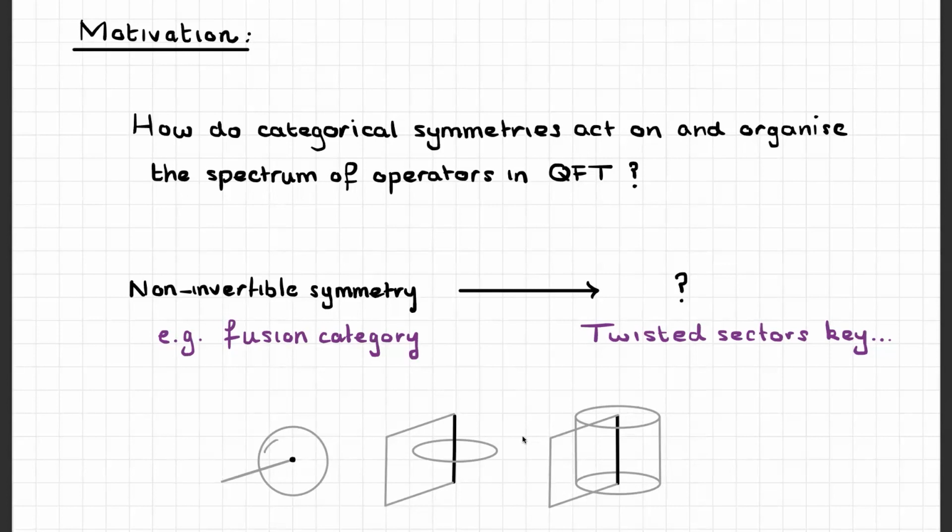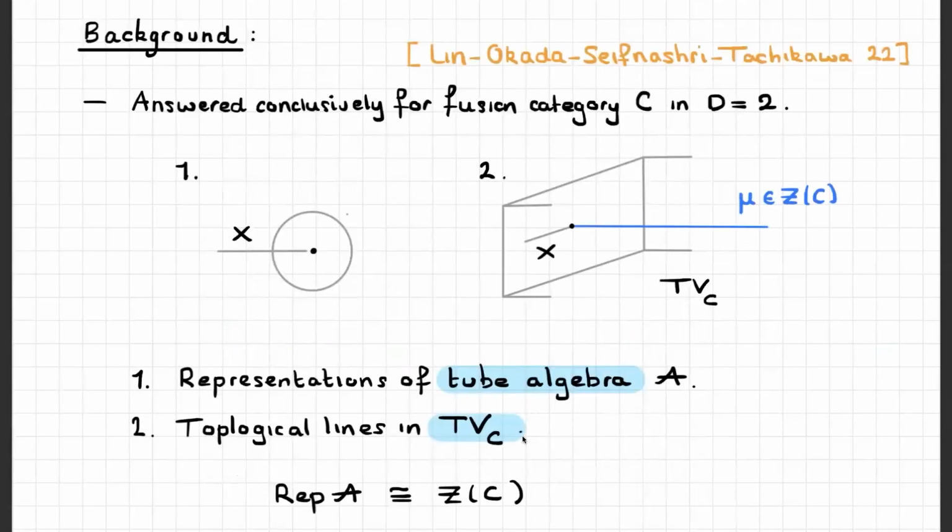And so the hope is that we can try and capture that type of action in some algebraic structure that we can use to systematize and understand an analog of representation theory, or the right analog. I think the answer to this question was given pretty conclusively in a really nice paper in 2022 by Inamura, Seifnashri, and Tachikawa. They were studying a two-dimensional theory that has a fusion category symmetry C.